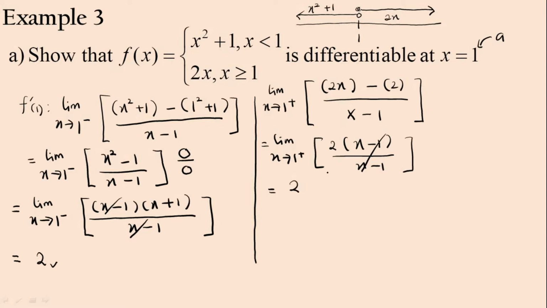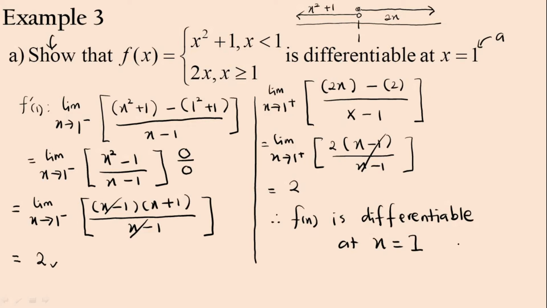Since we get the same value for 1 from left and 1 from right, we can conclude that basically our f(x) is differentiable at x equal to 1. Always remember that whenever you have a show question, you must have a conclusion as the last step of your calculation.